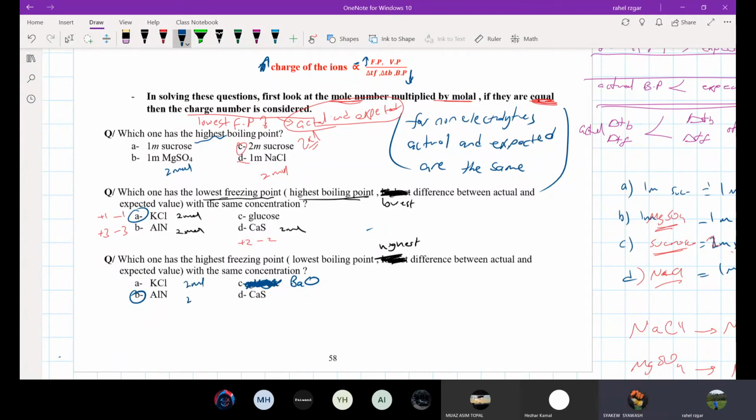So these are all 2 moles. Then you have to look at the charge again. Yes, I got my answer. You got the answer? Okay, perfect.